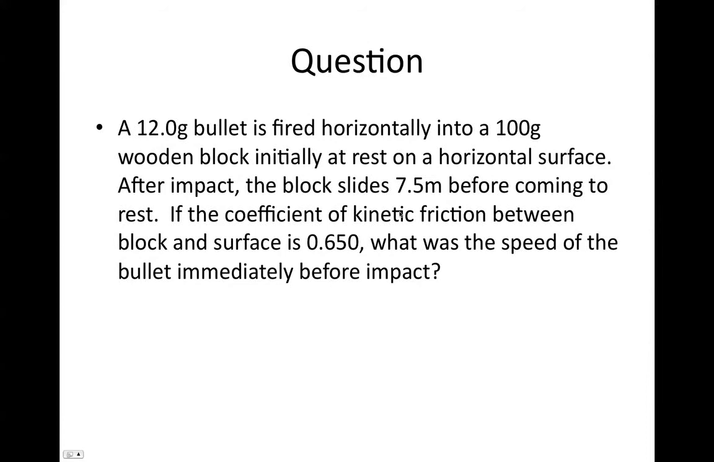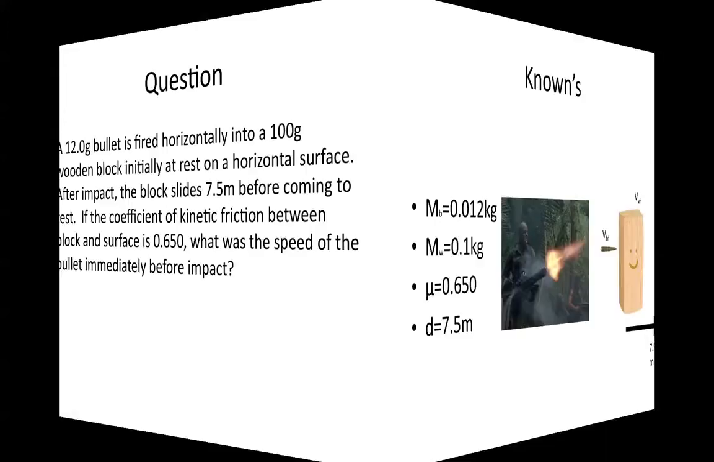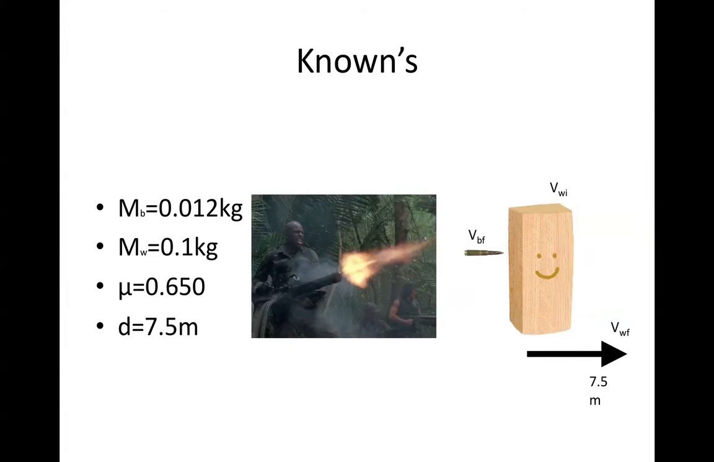A 12.0 gram bullet is fired horizontally into a 100-gram wooden block initially at rest on a horizontal surface. After impact, the block slides 7.5 meters before coming to rest. If the coefficient of kinetic friction between block and surface is 0.650, what was the speed of the bullet immediately before impact? We can start off by listing all known values.